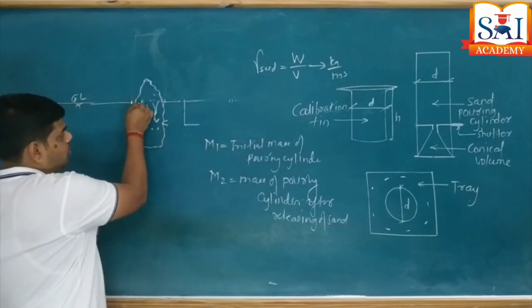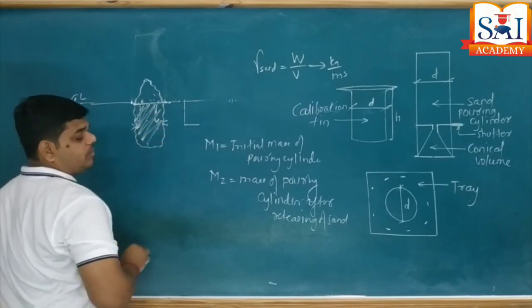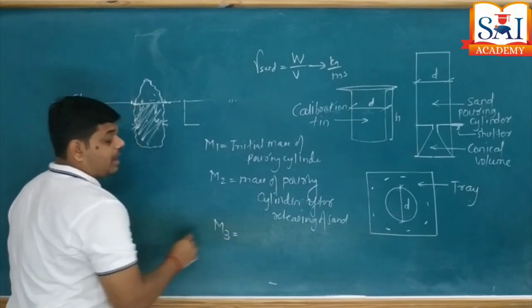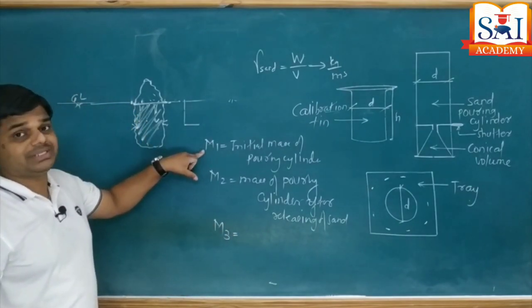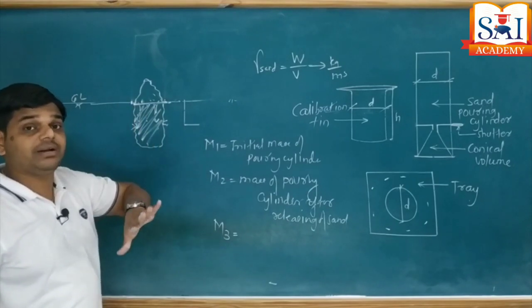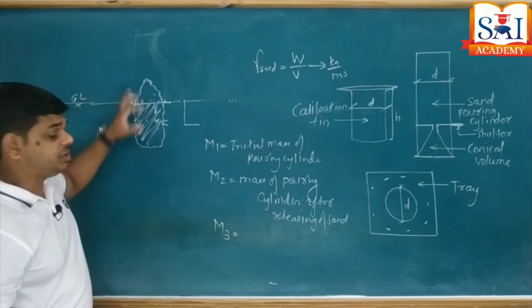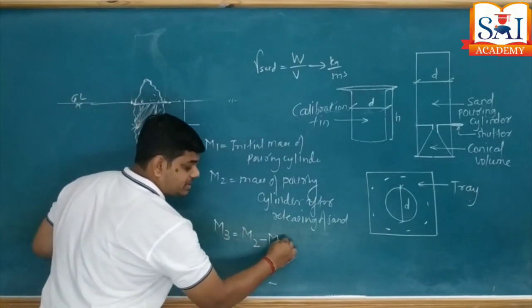Now I want to know what is the mass of sand inside this hole. So m3 is equal to, how to get this mass? m2 minus m1. When I do this, I will get the total mass of sand, means inside the hole and in a conical shape. So m3 is equal to m2 minus m1.